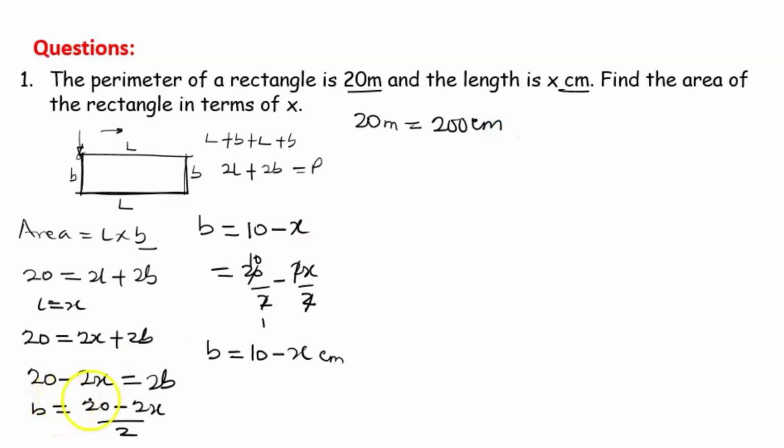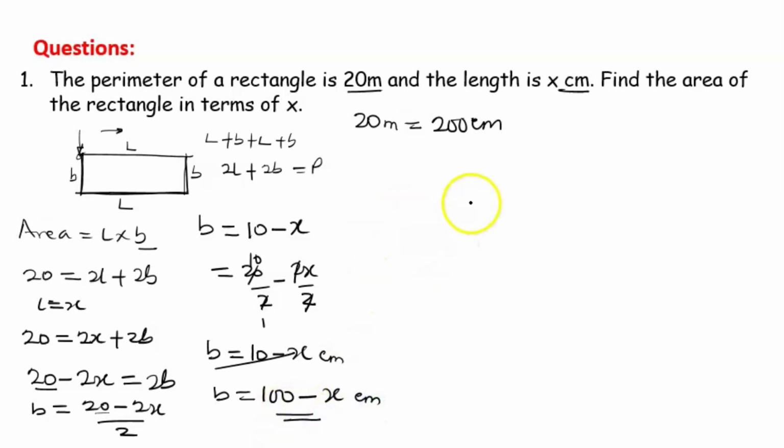Okay, if that is factored into this matter, you will see that where we are having 20 is going to be 200, is going to be 200. So this is going to be 100. So finally, this is wrong. This is going to be b is equals to 100 minus x. Of course, this is now in cm.